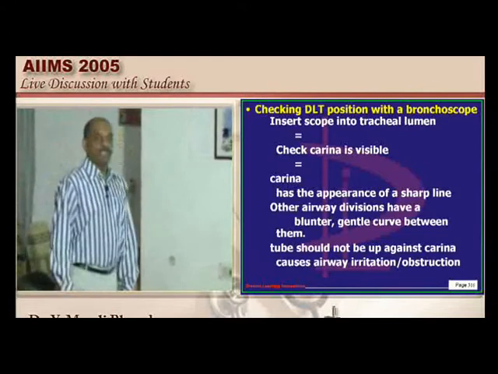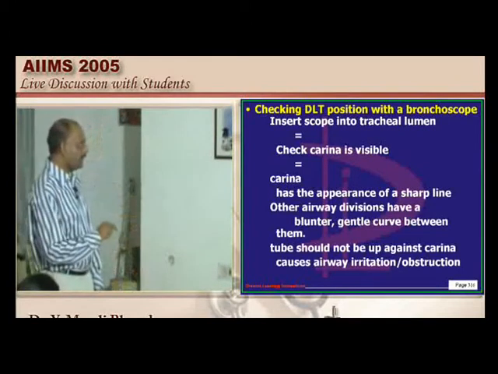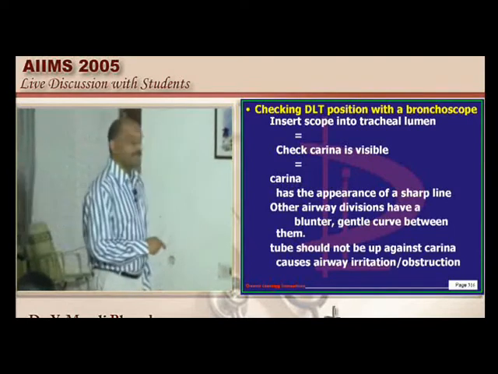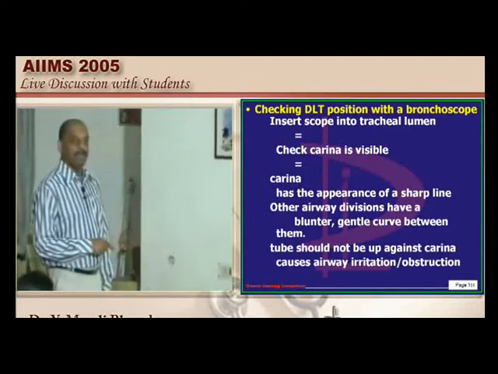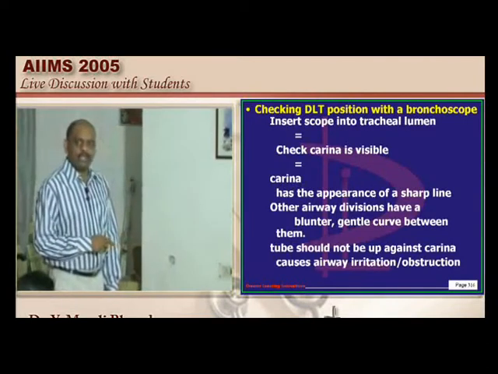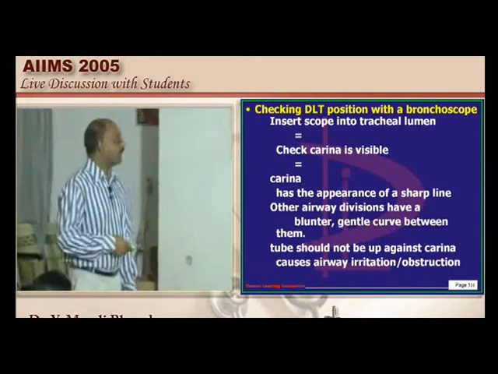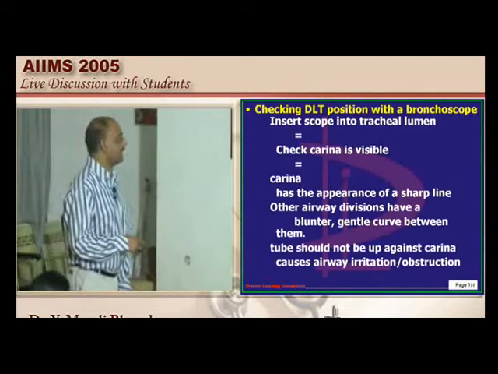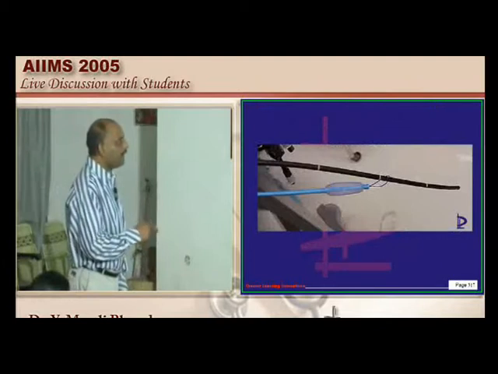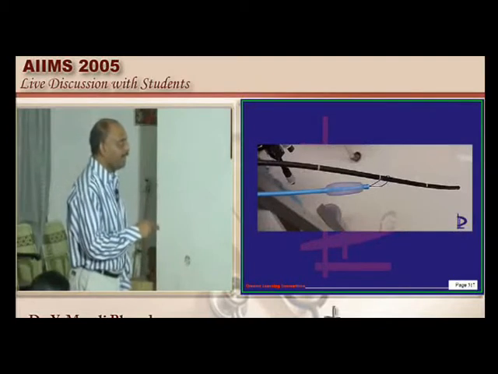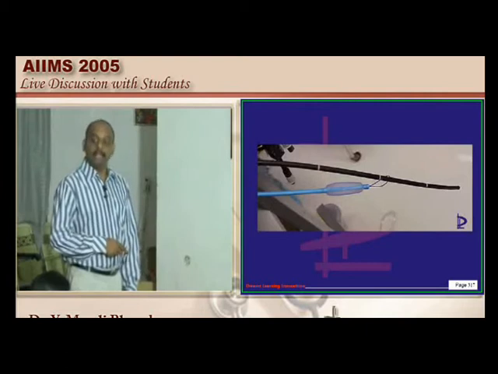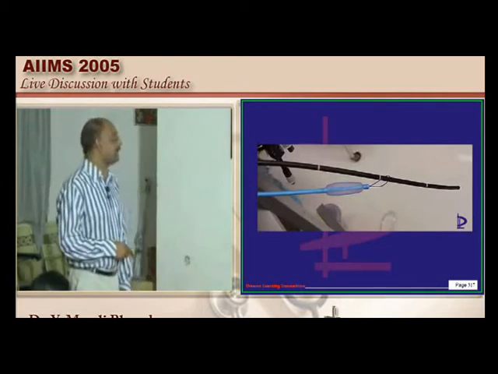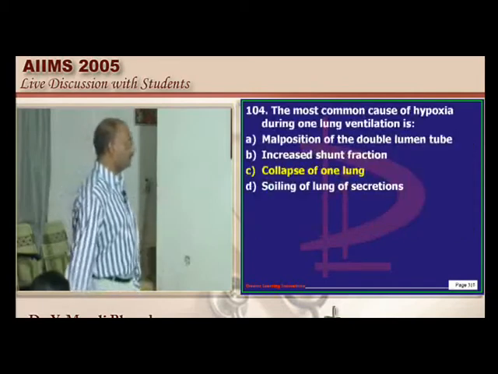But after you place a double lumen tube in a single lung ventilation surgery, how do you check it? You simply insert a bronchoscope into the tracheal lumen and check whether the carina is visible or not. The carina typically appears like a sharp line. So by using the bronchoscope, you can know whether this particular double lumen tube is well placed or not, which needs to be remembered. So that is an example of how the bronchoscope can be used to identify and check the position of the double lumen tube placement in a patient in whom single lung ventilation has been done, which I want to underscore to all of you.